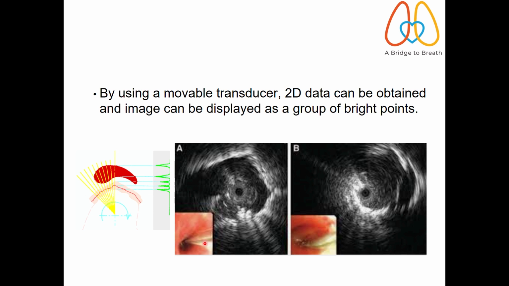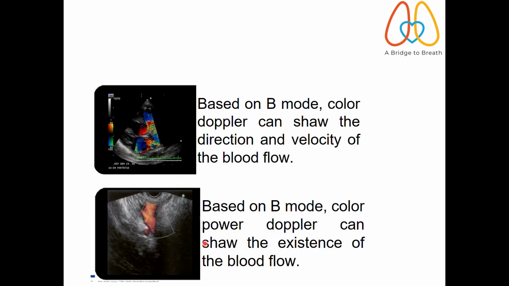So in a radial EBUS, there's a movable transmitter providing a 2D image and it's continuously rotating. I will come to the detail after that. And the image produced is a B mode. On B mode, further we go for a color Doppler. That is the two things.